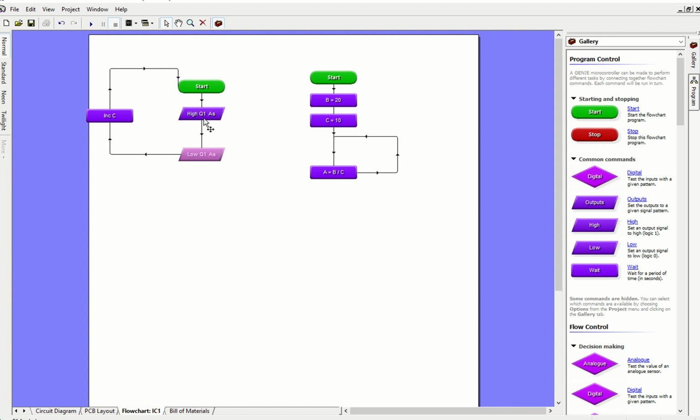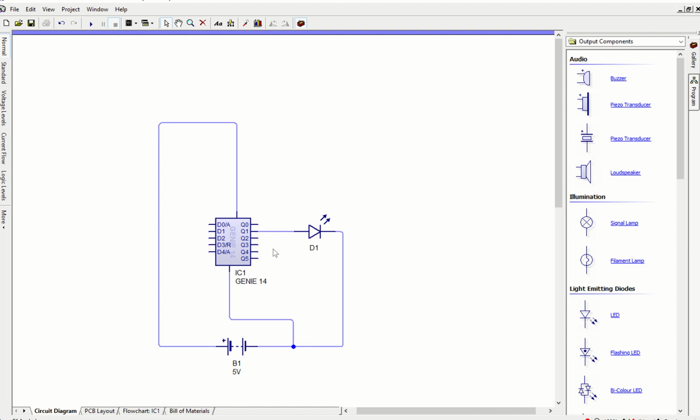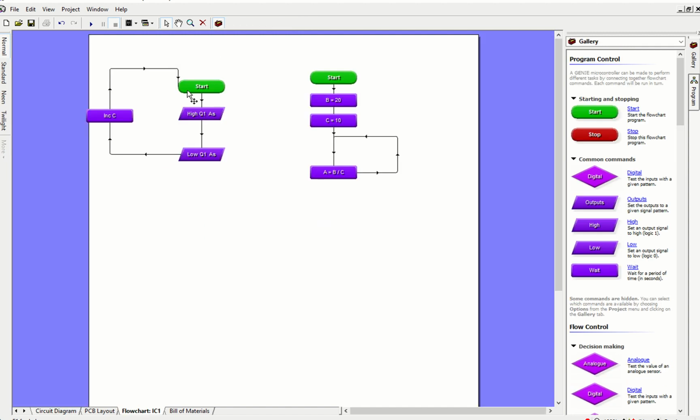What I've done is I've got Q1. Just have a look at this. Genie LED should go high, progressively speed up. And so if we go back to the flow chart, start, what I've got here is Q1 is going to go high for A seconds, and then it's going to go low for A seconds. Well, what does A equal? Well, A equals B divided by C.